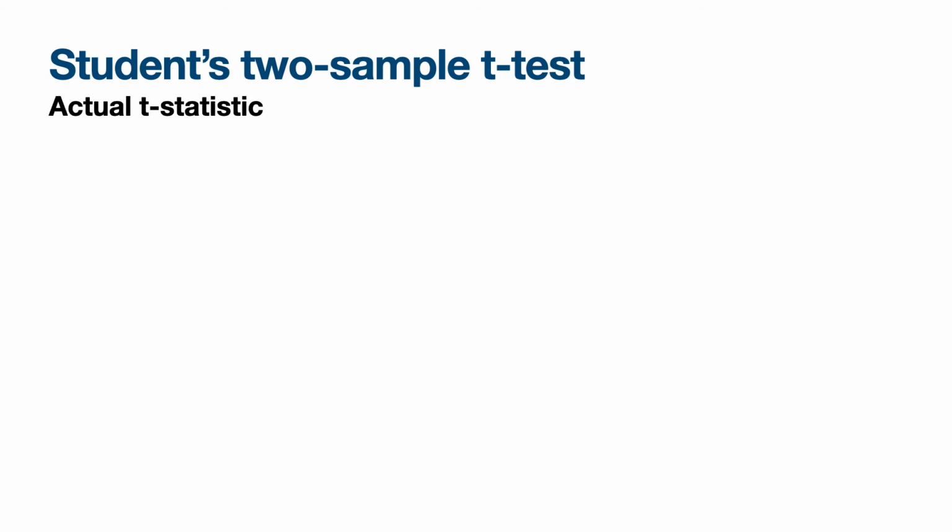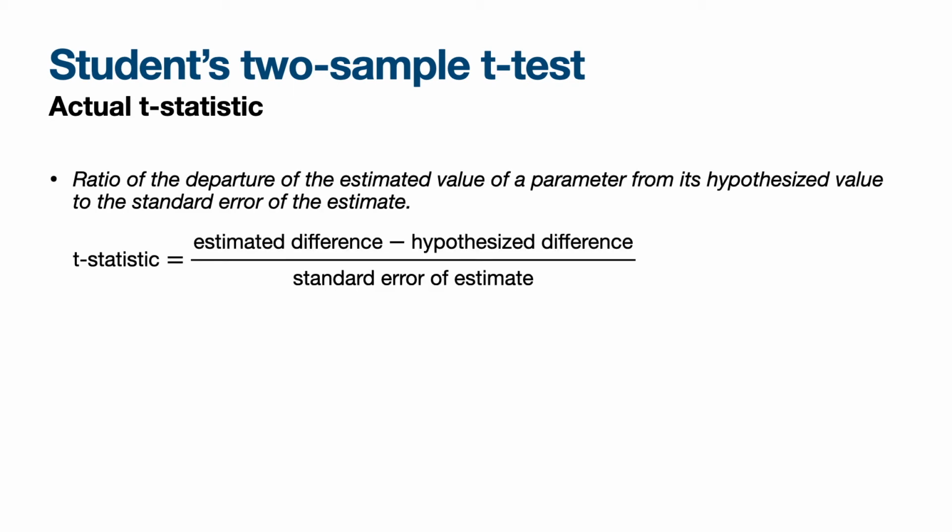All hypothesis tests need a test statistic, and for Student's t-test, this is the so-called t-statistic. This is the ratio of the departure of the estimated value of a parameter from its hypothesized value to the standard error of the estimate. Now that's quite a mouthful, so let's unpack it. The estimated difference is simply the difference of sample means. The hypothesized difference is 0, the value we are testing against.